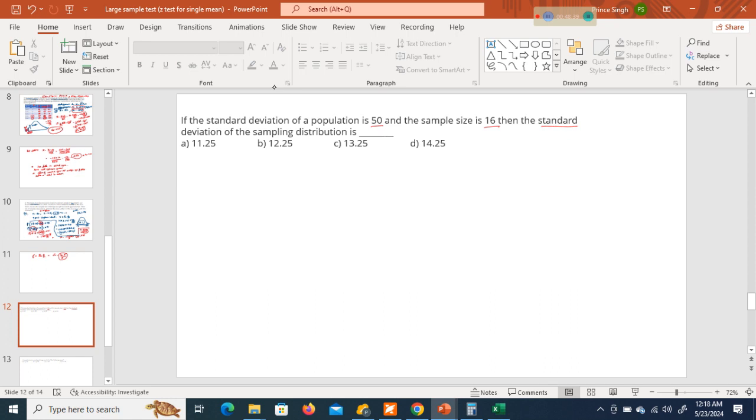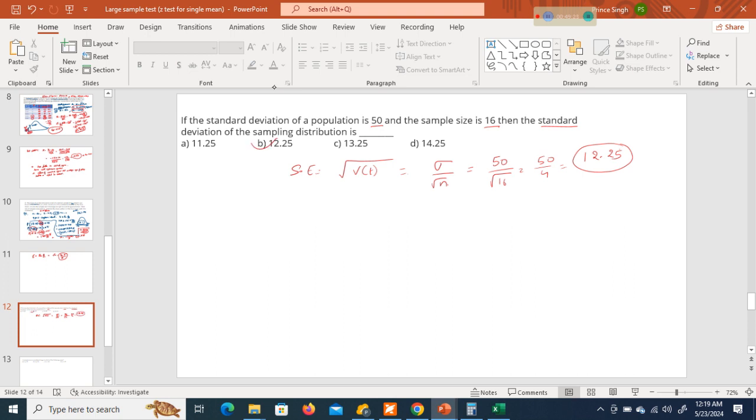Standard deviation of sampling distribution is also called the standard error. So what is the standard error? It is the standard deviation of the sampling distribution of the estimator. So we know that it is sigma upon square root of n. Sigma is 50, n is 16, so 50 upon 4, the answer is 12.5.